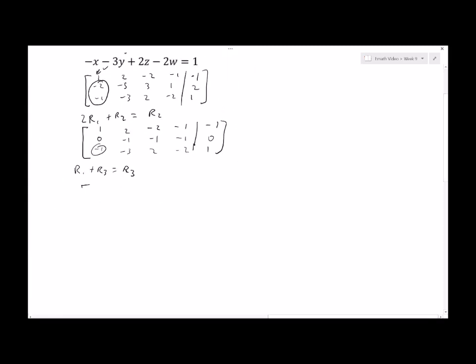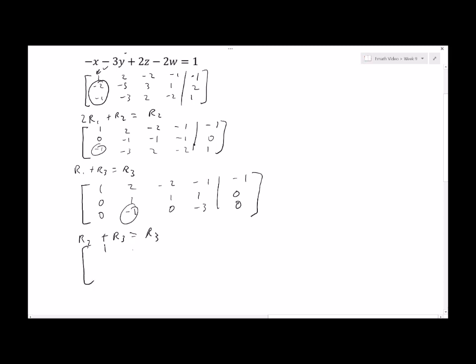So now we're left with 1, 2, negative 2, negative 1, negative 1, 0. I'm going to multiply by a negative just to make our numbers look a little nicer. We're going to have 1 plus a negative 1 is 0, 2 plus a negative 3 is negative 1, 2 plus a negative 2 is 0, 1 plus a negative 1 plus a negative 2 is a negative 3, and then negative 1 plus a 1 is 0. Now to make this a 0, we're going to just do row 2 plus row 3 equals row 3.